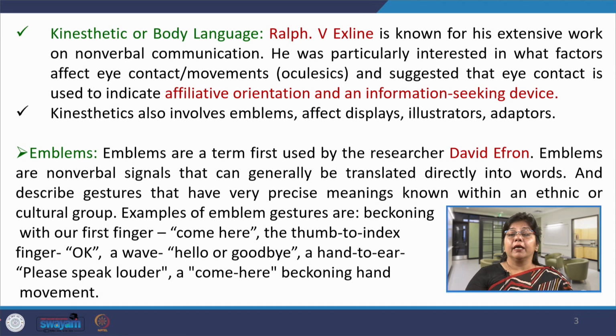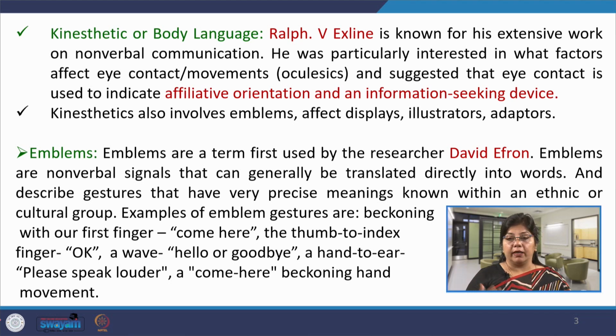For example, emblem. Emblem was the first term used by David Ephraim, and emblems are nonverbal signals that can generally be translated directly into words and describe gestures that have very precise meaning known within an ethnic or cultural group. So, an emblem is like body language, body movements, which is symbolic in nature and varies from one culture to another, but in every particular culture those emblems in the form of body movements can be understood.